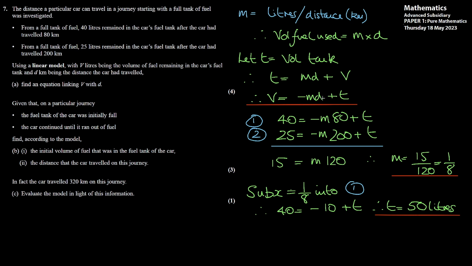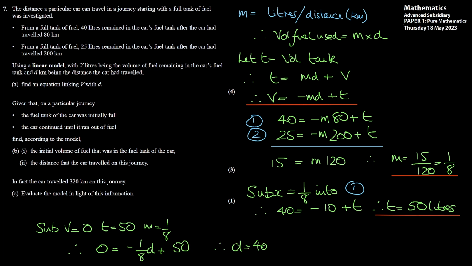So V in our equation here will be 0 because there will be no fuel left. So sub V equals 0, T equals 50, and M equals 1 over 8. Therefore, 0 is equal to negative 1 over 8 times d plus 50. And if you work that out, you get that d is equal to 400 kilometres. And that's the answer to B part 2.